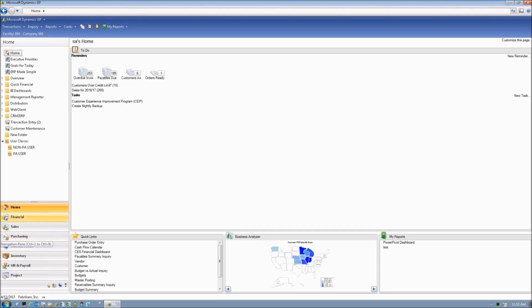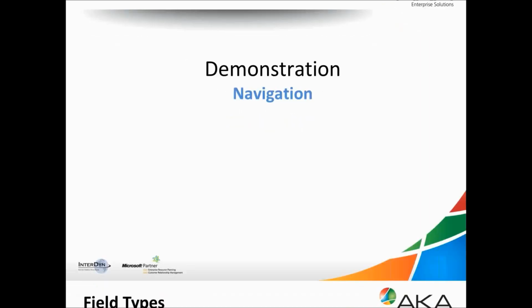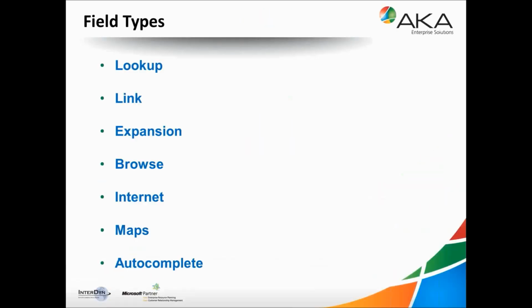Okay, so now let's continue, come out of navigation, and go into the next thing, which is some of the field types. I want to demonstrate in this next section some of the things with lookups. I know that if you're using GP, you probably found your way to a finder, but if you're finding it difficult to look for the exact piece of information, there's a couple of tips and tricks we can show you there. The ability to link from one screen to another, some of the expansion screens, being able to browse through records, how you can do the internet capabilities, maps, and autocomplete.